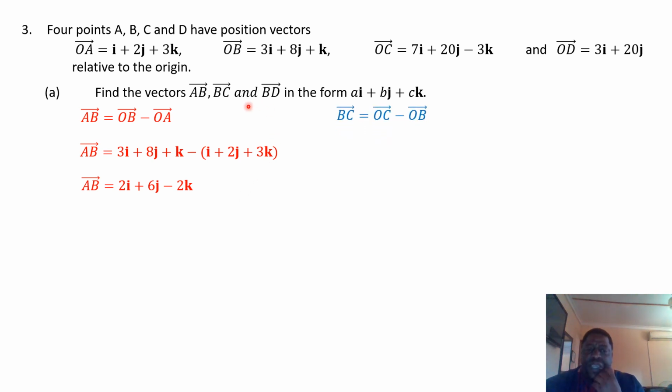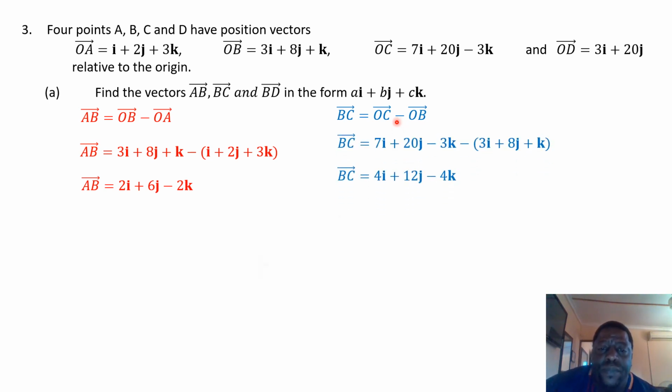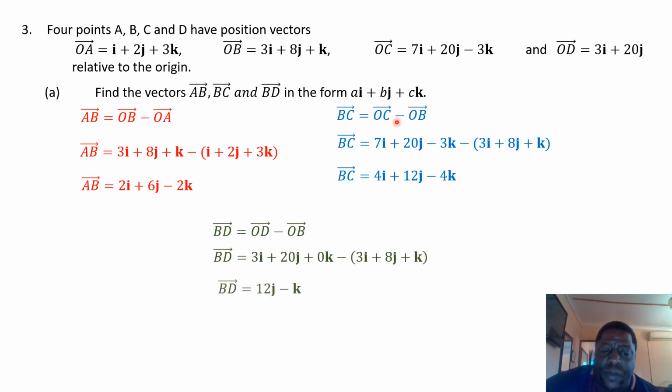And BC, again, as I said, is OC minus OB. So you have to use that concept the same way we apply it in two-dimensional vectors. And the last one, BD, is OD minus OB. Well, that brings you to 12j minus k. I hope you can work it out and get to that answer as well.